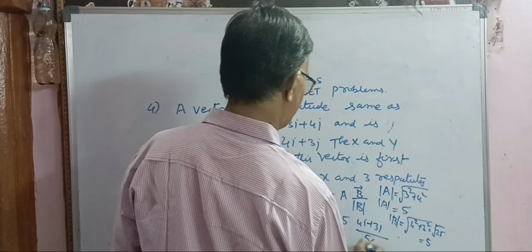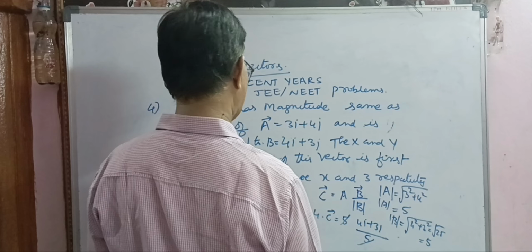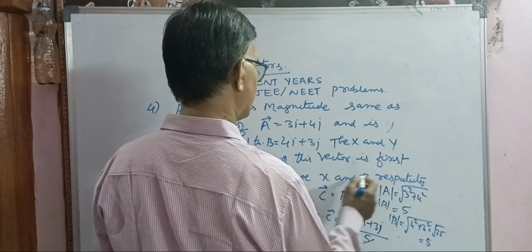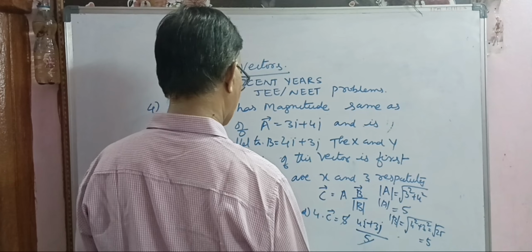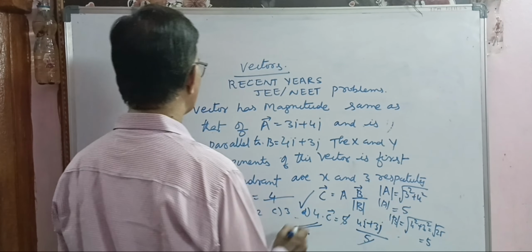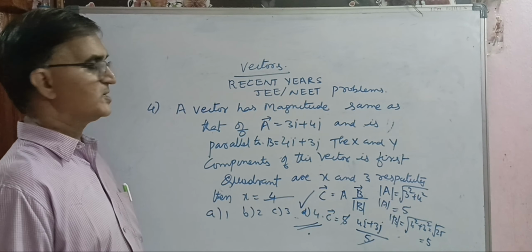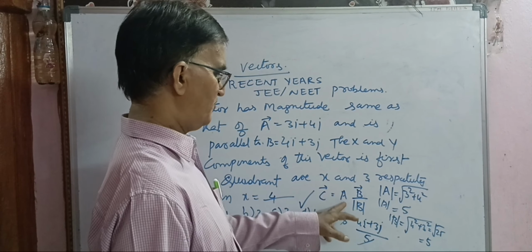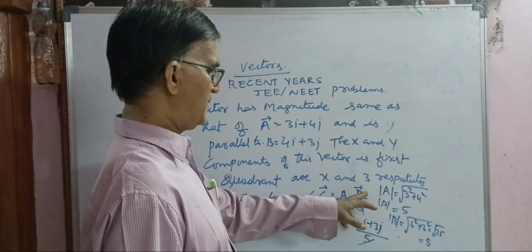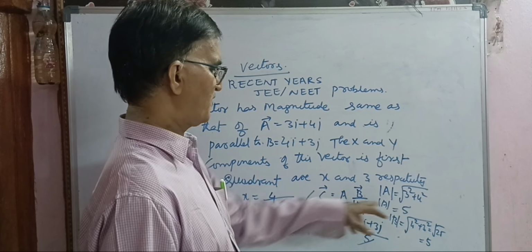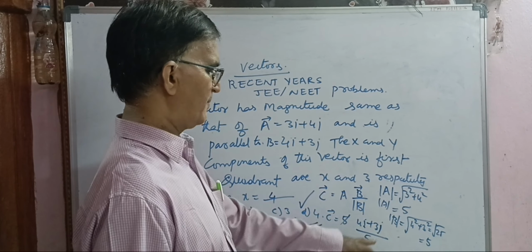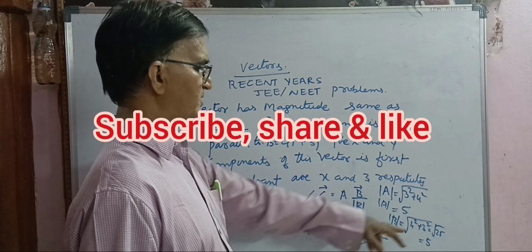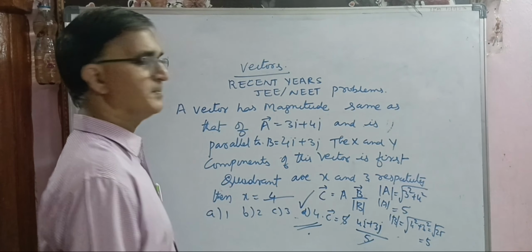So what do you get here? 5 into (4i plus 3j) by 5, so 4i plus 3j. So the y value you already got as 3. X value is 4. D option is correct. So C is equal to modulus of A into vector B by modulus of B. Modulus of A is 5 into (4i plus 3j) by 5. So both magnitudes are the same here, 3i plus 4j magnitude same. Okay. Thank you.